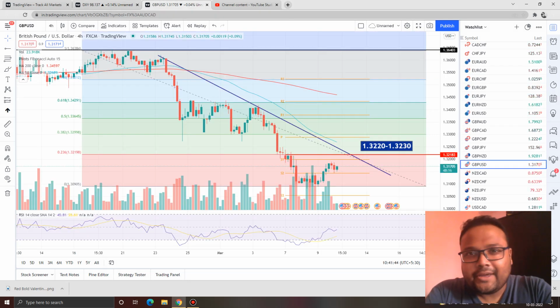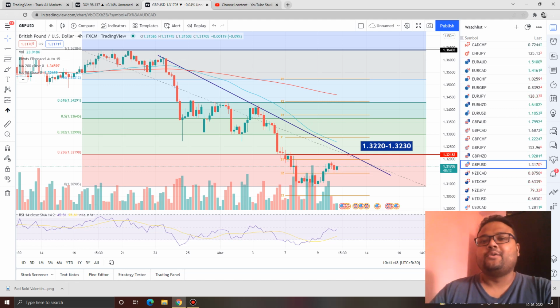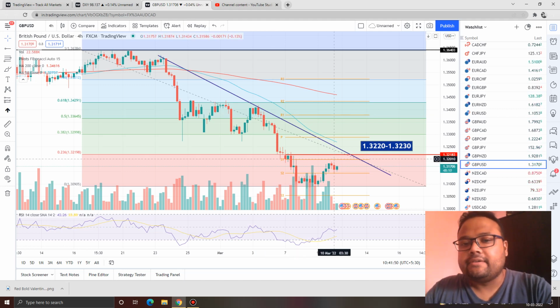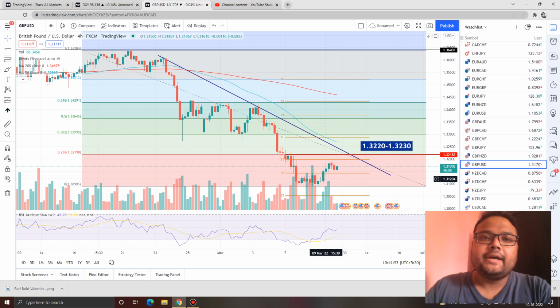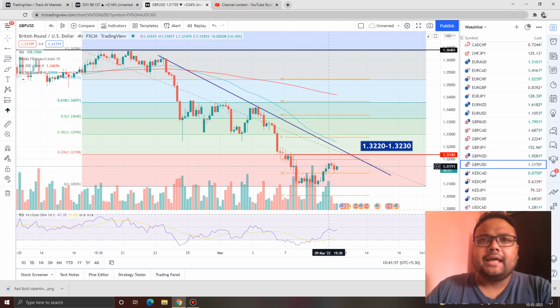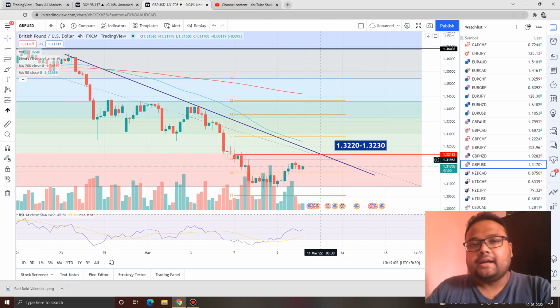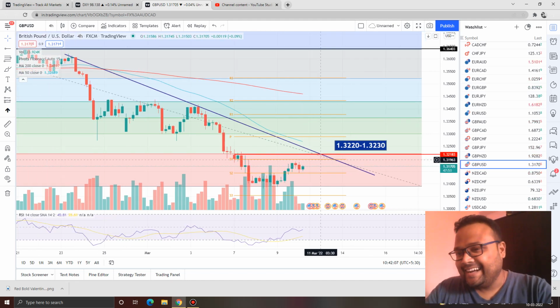Now let's look at our beloved GBP USD. Right now trading at 1.3170. When DXY started falling, GBP USD also witnessed good buying. Unlike the Euro USD, the buying on GBP USD was not that convincing. But yes, there are many GBP USD lovers.